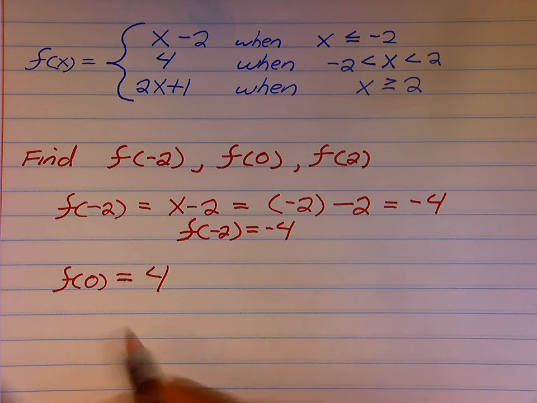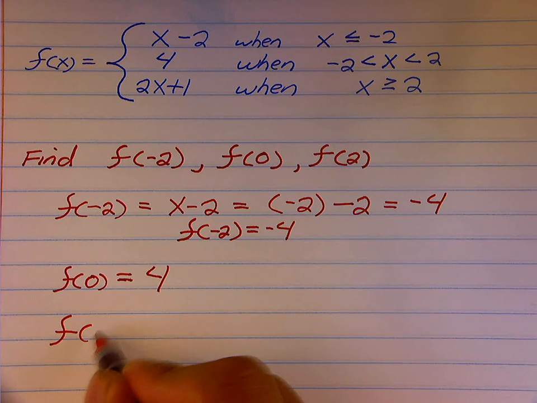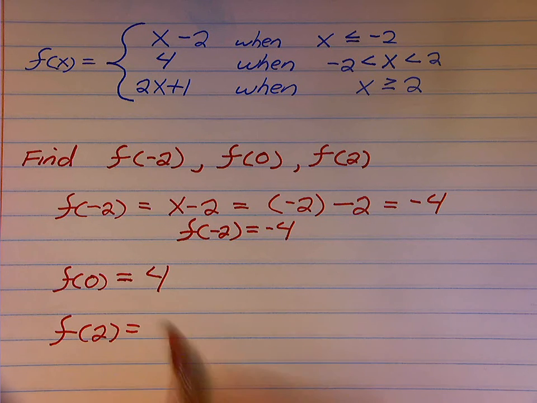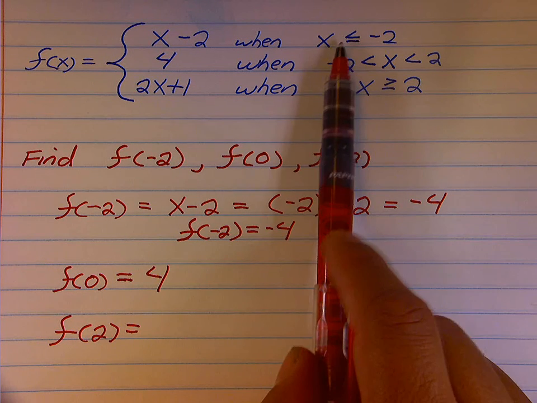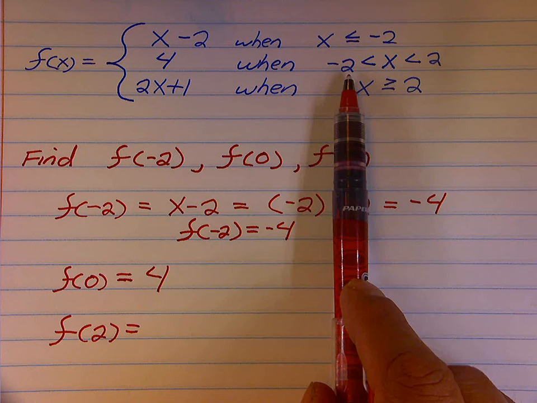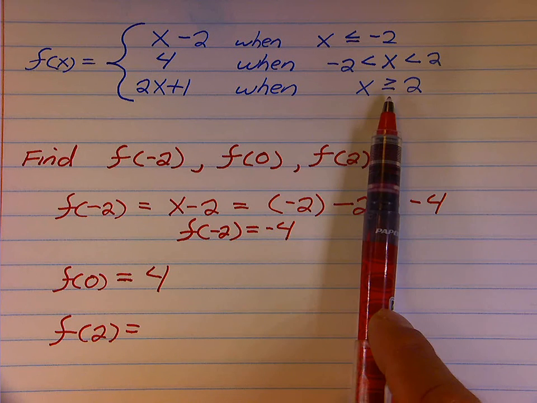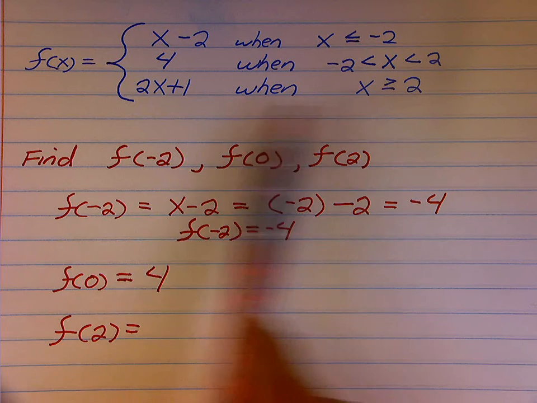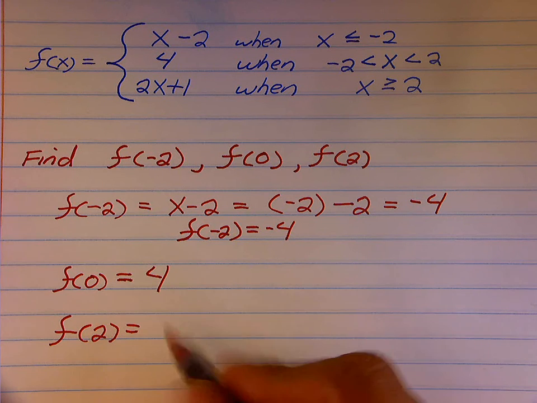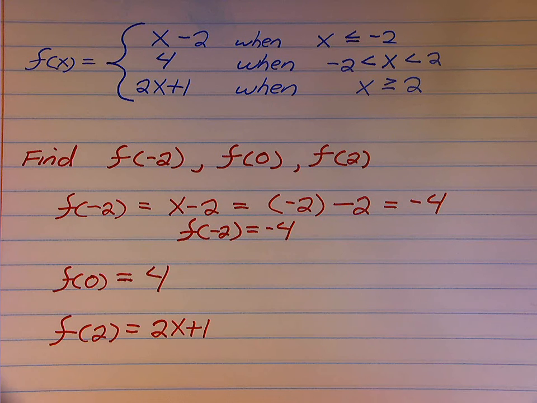My third value, f of 2. Again, I go through the process and I first determine which piece I'm allowed to use. 2 is not less than or equal to negative 2. 2 is not in between negative 2 and positive 2. 2, however, is equal to 2, so I can use this piece. So I'm allowed to use the piece 2x plus 1.